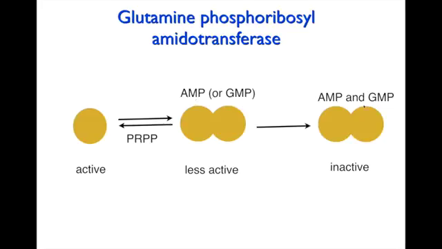In the presence of AMP and GMP, when both end products of the pathway are present in sufficient amounts, the activity of the enzyme is switched off. So this allows the balancing of AMP and GMP.